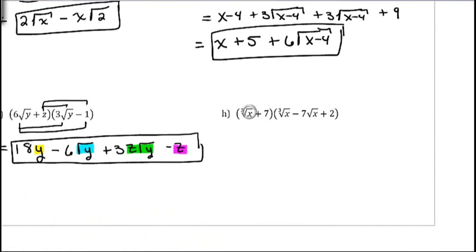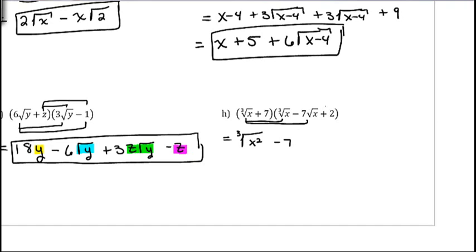The next example, so we have 2 terms in this one and 3 terms in this one, so it's like doing FOIL. You have to take these 2 terms times all 3 of these in this one. So we're going to do cubed root of x times the cubed root of x. That gives us the cubed root of x squared. And then the cubed root of x times negative 7 square root of x. So we're going to have negative 7.